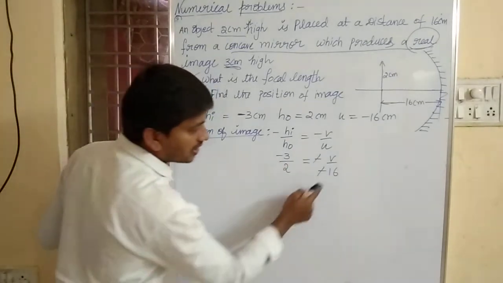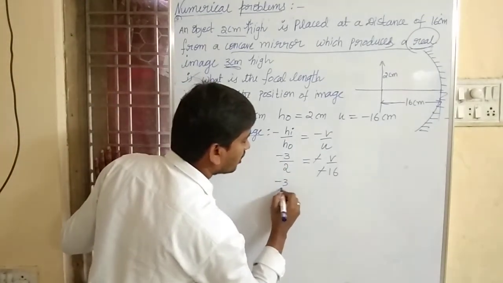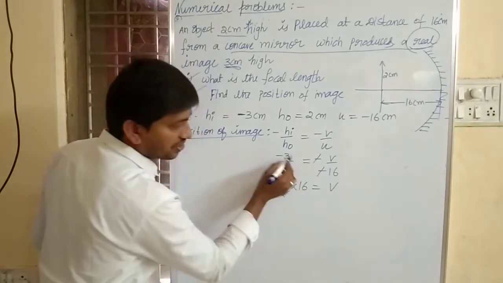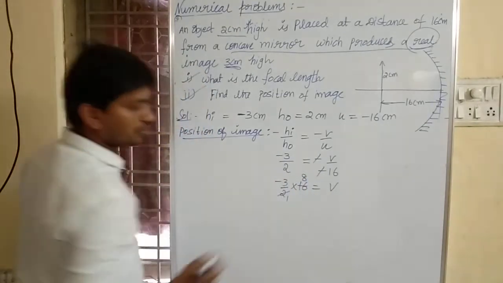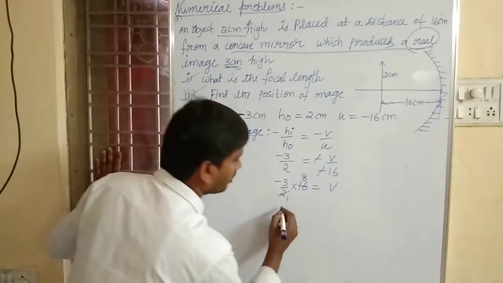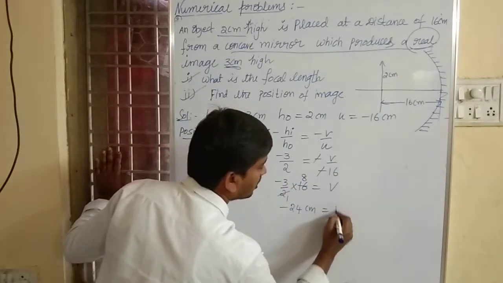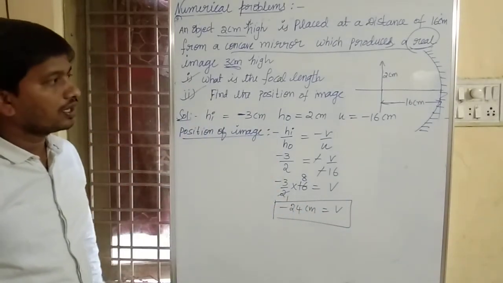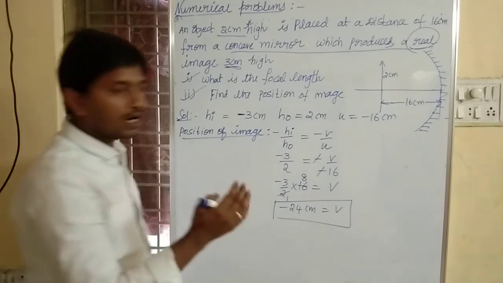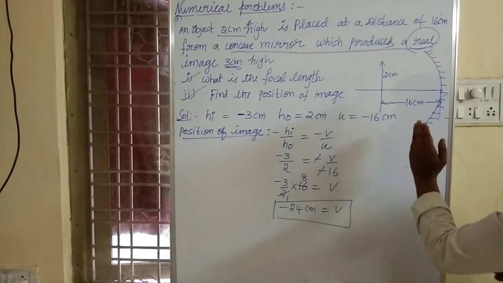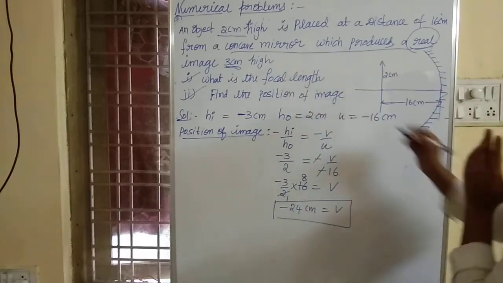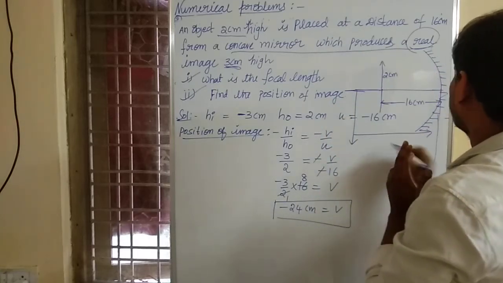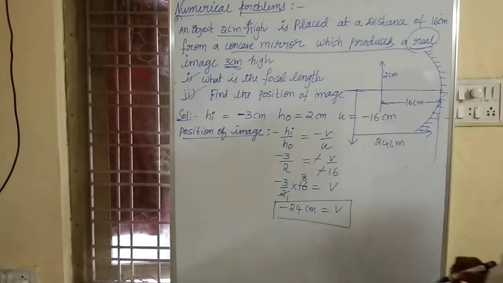Cross multiplying, 16 is dividing, so transposing this side it will multiply, giving V equal to minus 3 by 2 into 16. 2 eights are 16, so minus 3 into 8, 3 eights are 24 centimeters. So what is the image distance? Image distance is minus 24 centimeter. So where is the position of the image? It is in front of the mirror, at a distance of 24 centimeter, and it is the real image.